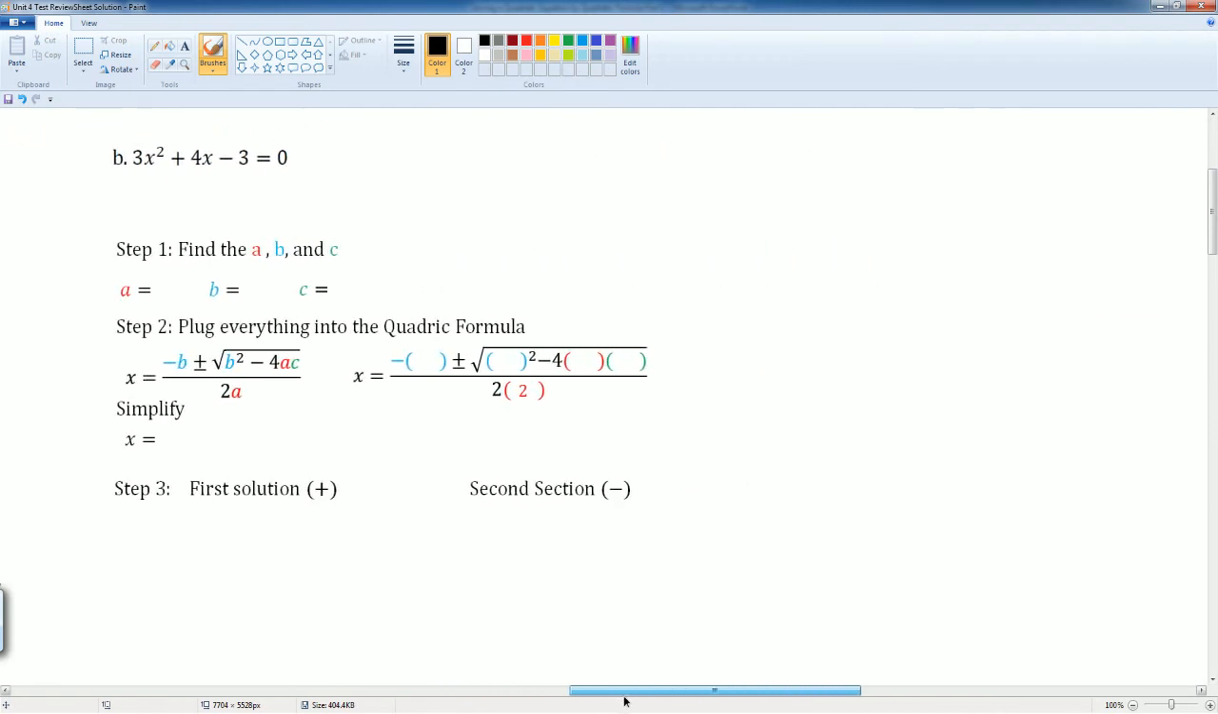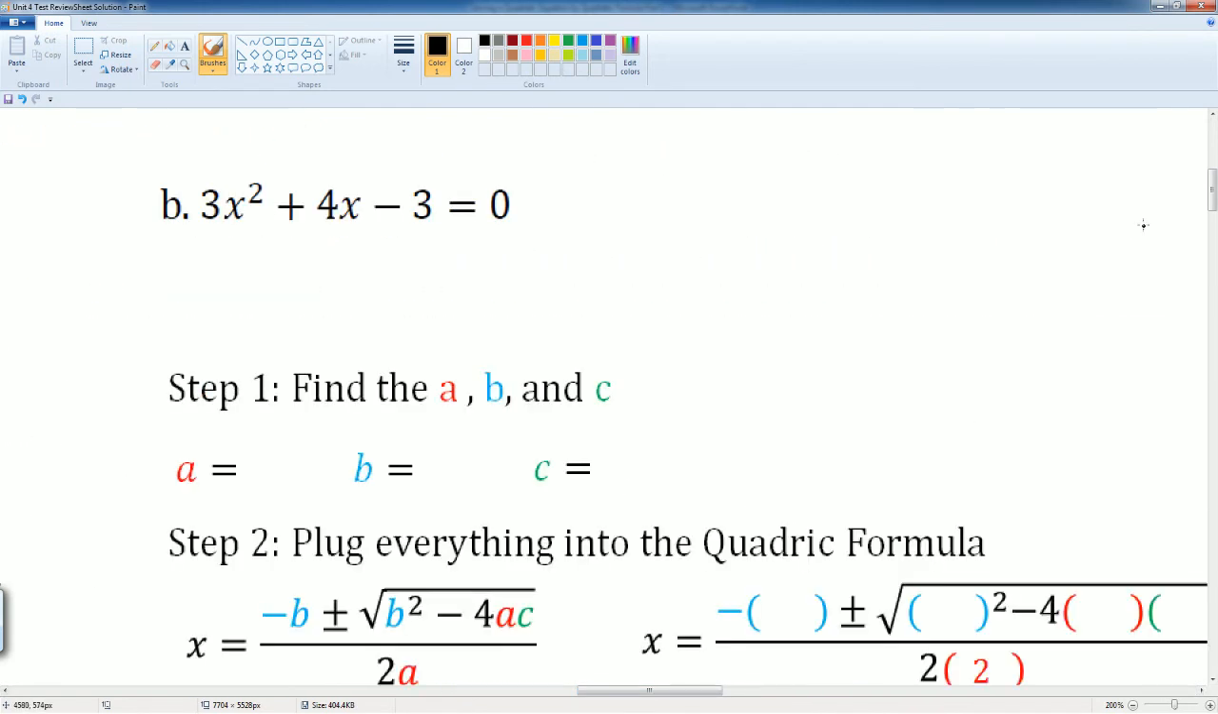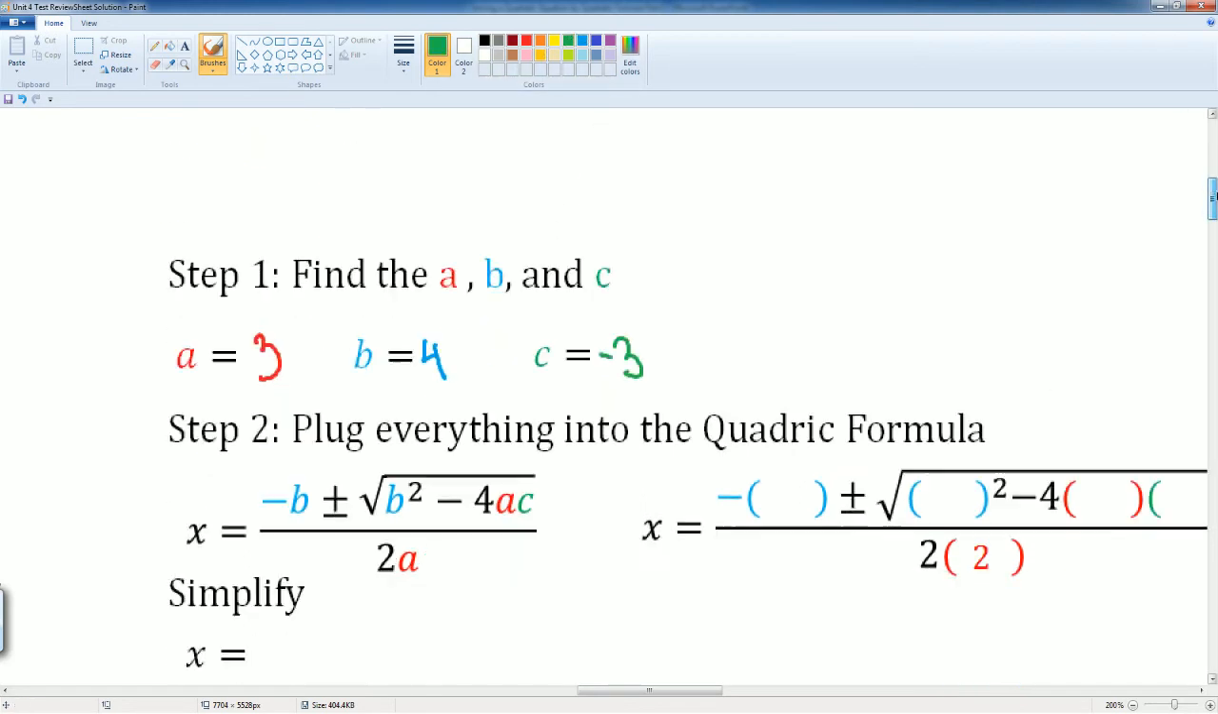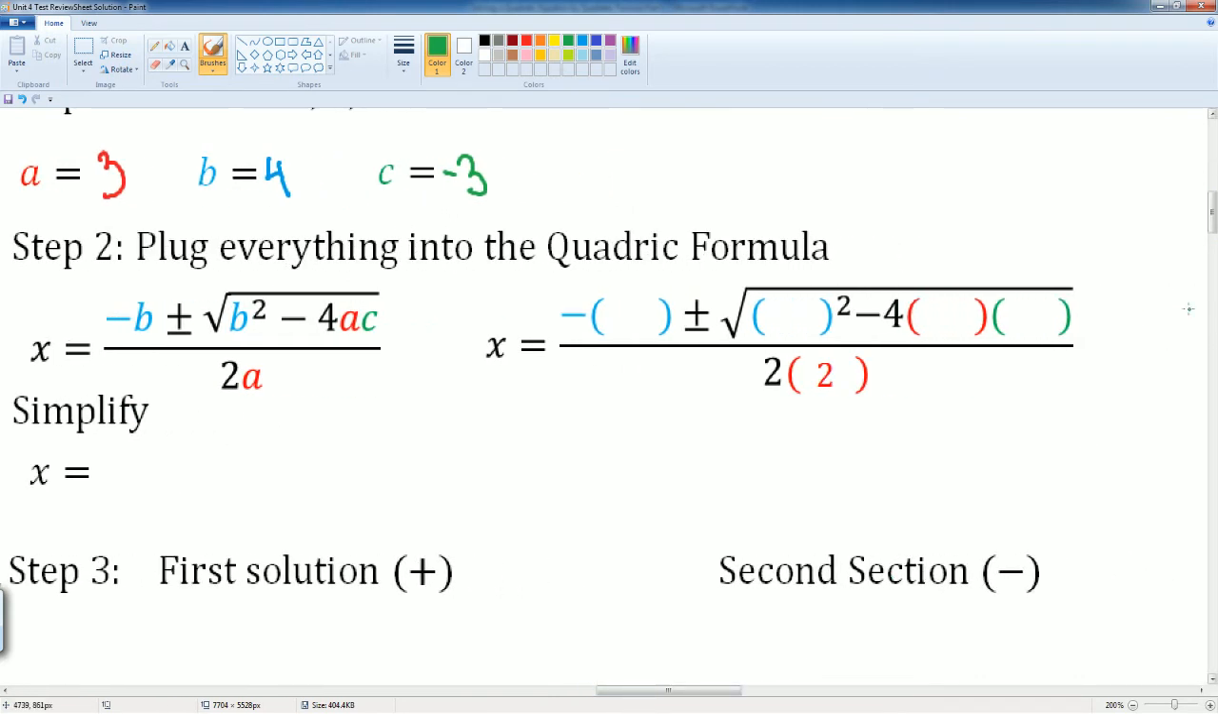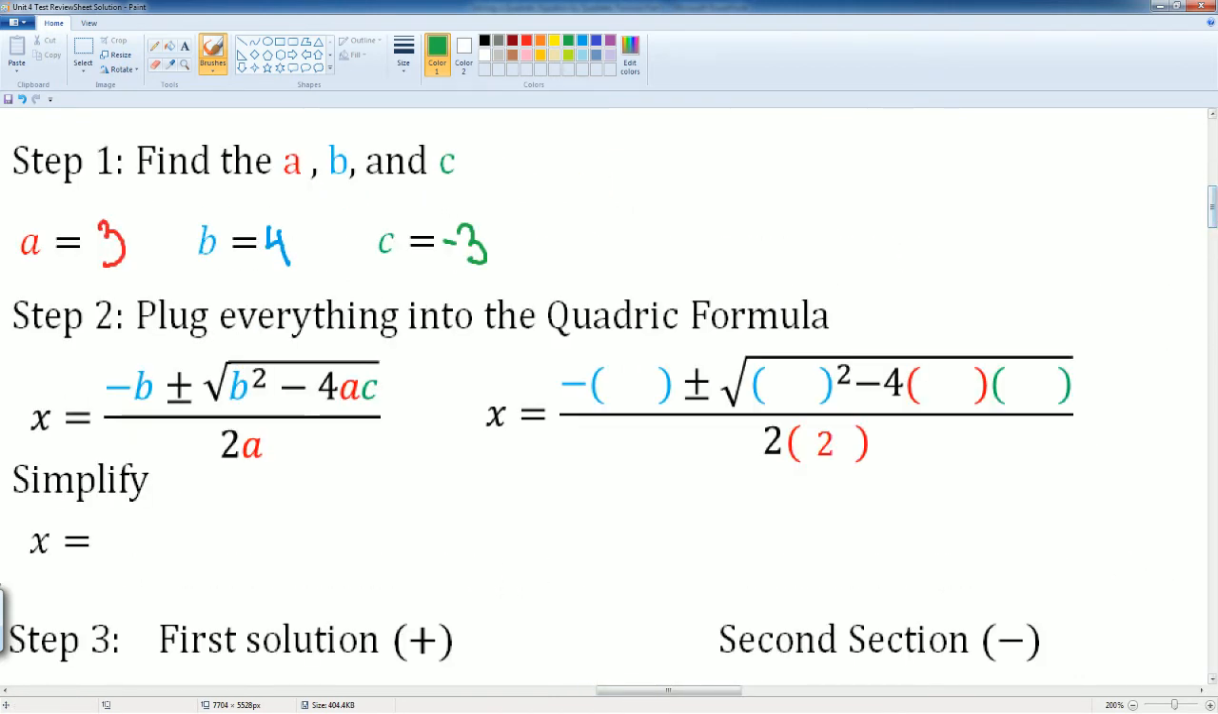All right. Let's do B now. Same process. Let's figure out our A, B, and C. So our A here is 3, our B here is 4, and our C here is -3. Okay. So plug it in. X is equal to negative parentheses 4 plus and minus radical 4 squared minus 4 times 3 times -3 here. And this here should be empty. So 2 is going to be multiplied by A, which is 3.